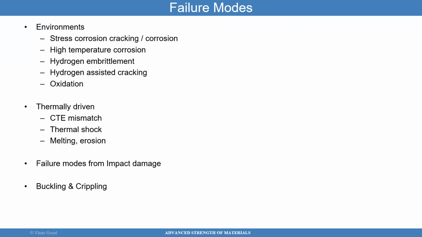Thermally driven problems where you have a CTE mismatch, like the metal I discussed, connected to a composite, where the difference in expansion of the two materials causes the bond line to be stressed and it comes apart. Thermal shock, melting, erosion, and buckling and crippling are other failure modes that need to be considered.